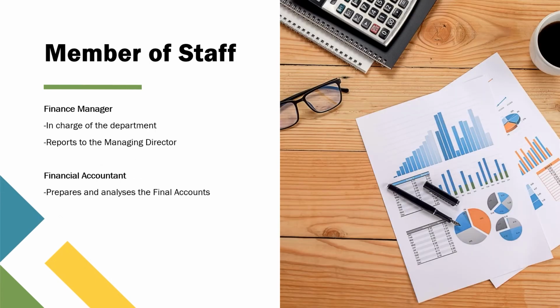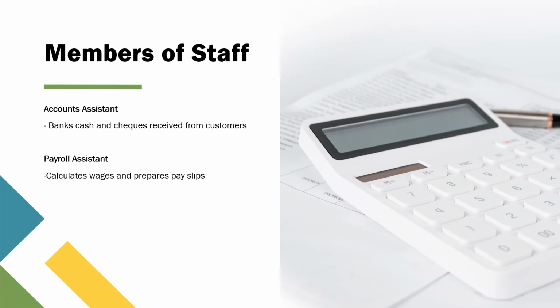Key members of staff include the finance manager. The finance manager is in charge of the finance department and reports to the managing director. Another key member of staff is the financial accountant, who prepares and analyzes the final accounts. The accounts assistant's role is to bank cash and checks received from customers, and the payroll assistant calculates wages and prepares pay slips. There are other members of staff who do function and do have a role in this department.